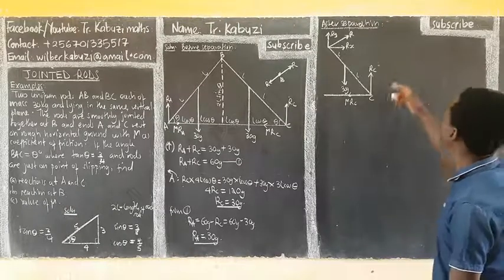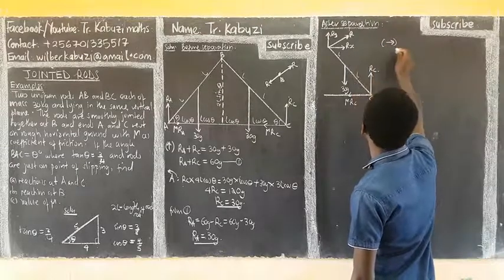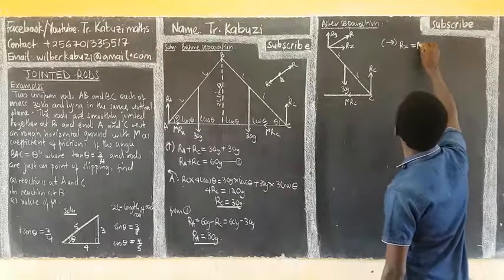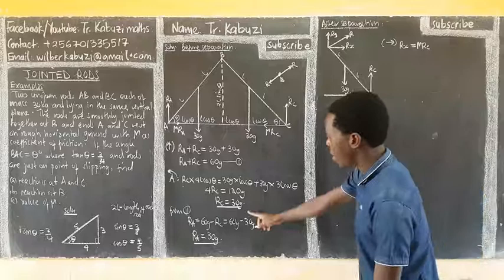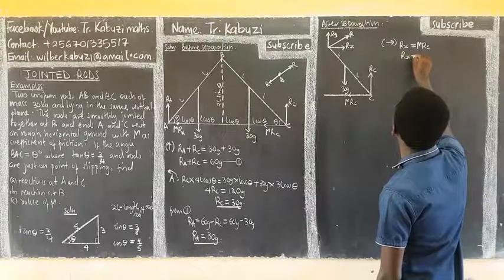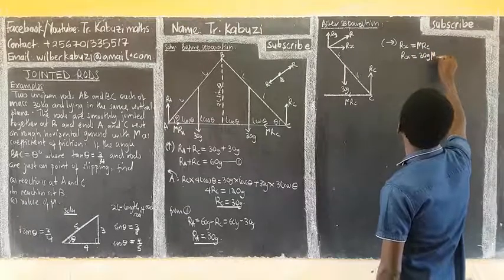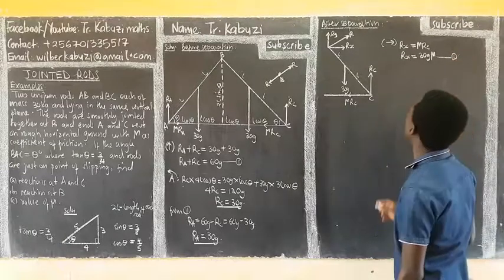What do we do after? We consider horizontal components. For horizontal components, we have Rx equal to mu Rc. But we have our Rc there, which is 30. So meaning my Rx is going to be 30 mu. I call this equation 1 for this diagram here.